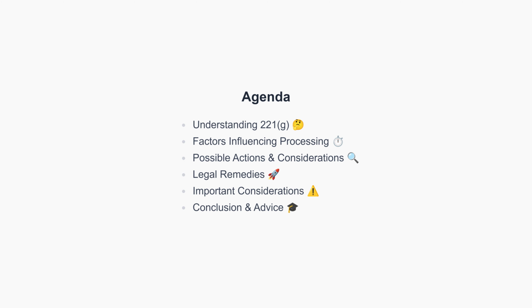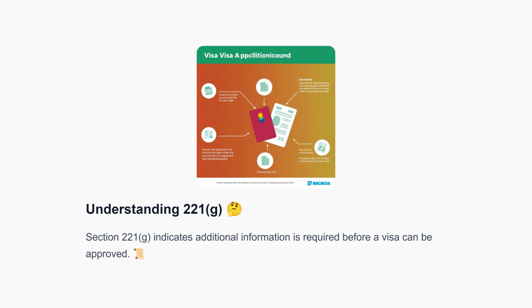We will begin by understanding what 221G administrative processing means, followed by factors influencing processing times, possible actions you can take, potential legal remedies, and some important considerations specific to your case, before wrapping up with our concluding thoughts and advice. Section 221G indicates that additional information is required before a visa application can be approved.